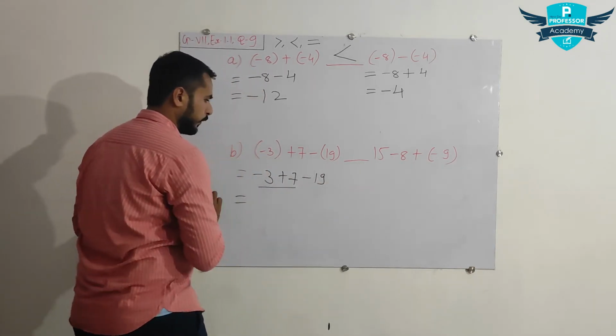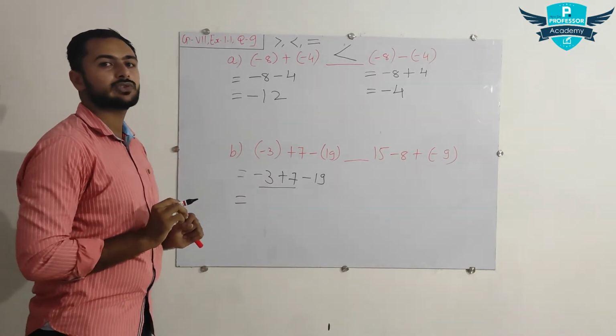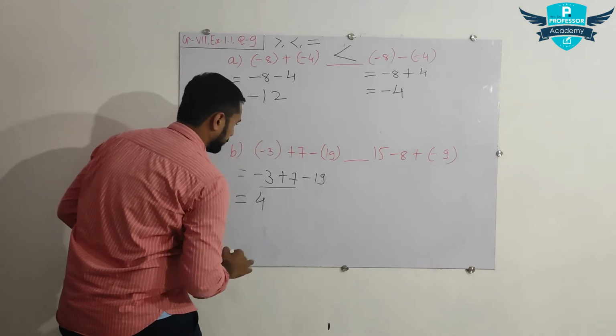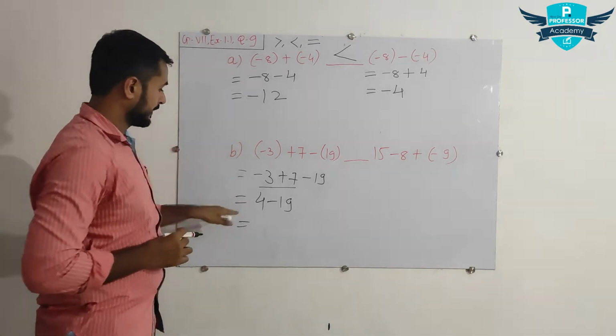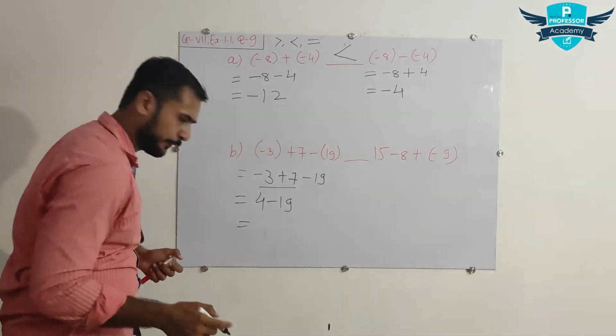First of all, we'll solve for both these numbers. Minus plus minus, 7 minus 3, that is 4. And the bigger number is 7, so that will be plus 4 minus 19. Again, plus minus minus, it means we will subtract. 19 minus 4, that is 15.